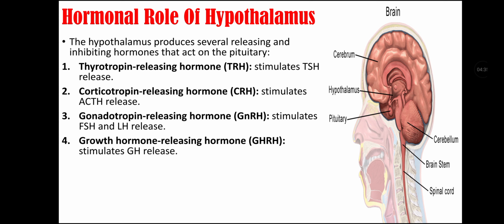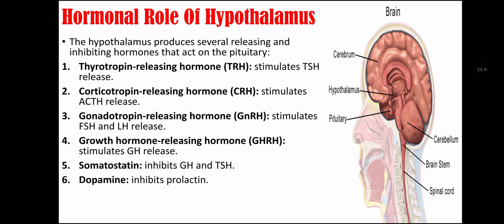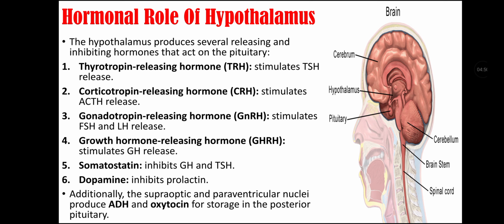Fourth hormone is growth hormone releasing hormone that stimulates growth hormone release in the pituitary gland. Fifth hormone is somatostatin that inhibits growth hormone and thyroid stimulating hormone. Sixth hormone is dopamine that inhibits prolactin. And additionally, supraoptic and paraventricular nuclei produce ADH and oxytocin for storage in the posterior pituitary.